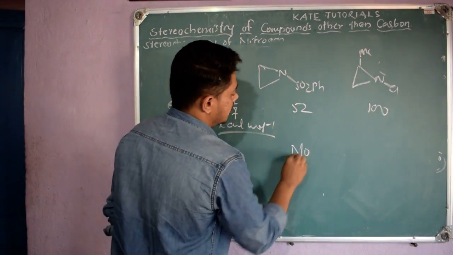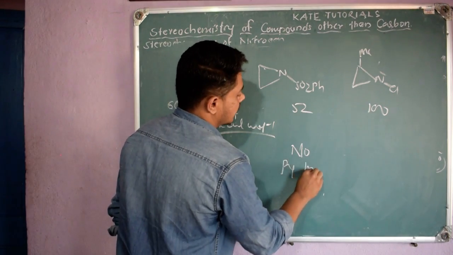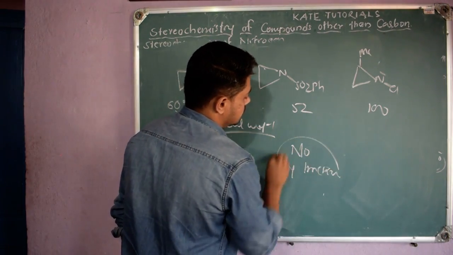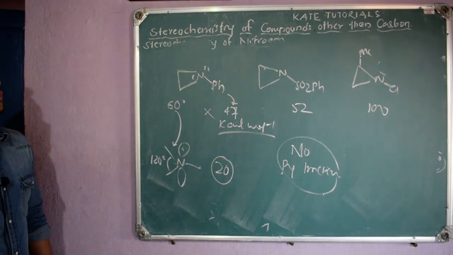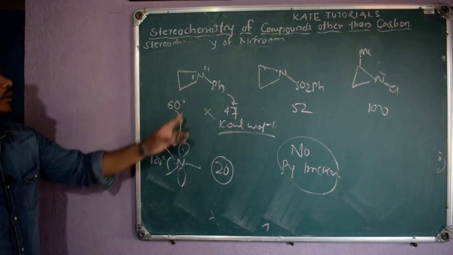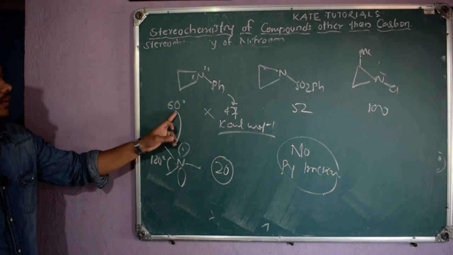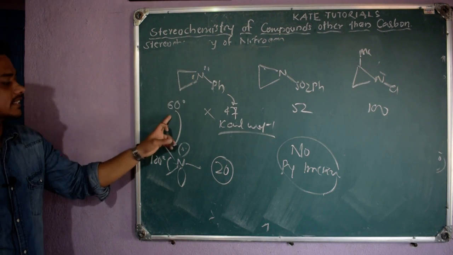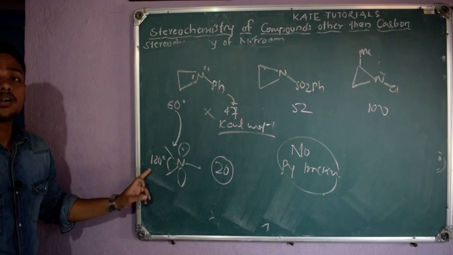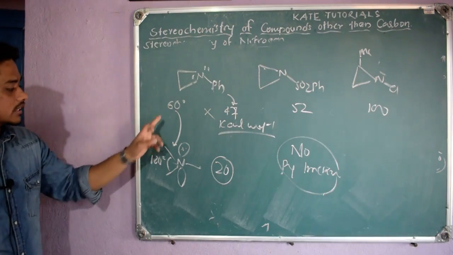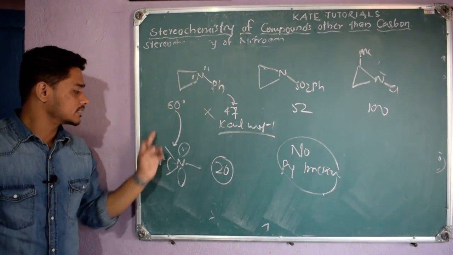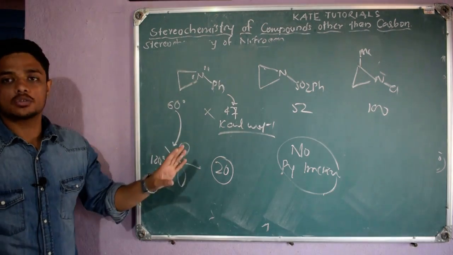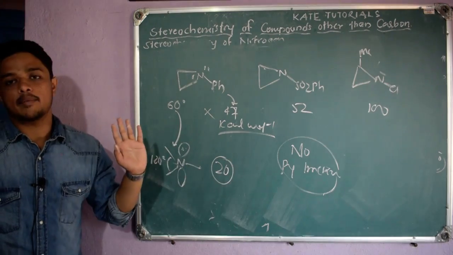So here, no pyramidal inversion, right? This is the thing you should remember: no pyramidal inversion. Why no pyramidal inversion? Because if they undergo pyramidal inversion, initially they have a bond angle of 60 degree, they have to come to a 120 degree planar structure. So from 60 to 120 degree, the ring will break, so they won't undergo pyramidal inversion.